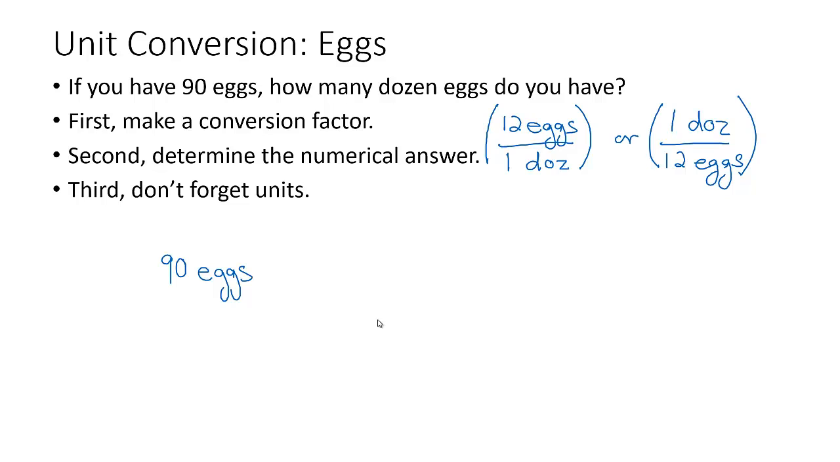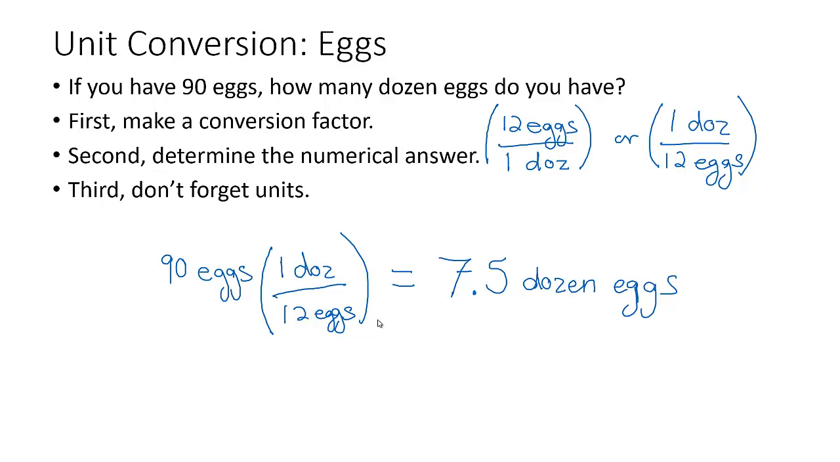So now which conversion factor do I use, the first or the second? I hope you said the second, and that's because the eggs are on bottom and we're left with dozen, which is what we're trying to attain. So in this problem, the eggs will cancel out. So then I solve it. I just simply typed in 90 times 1, enter, divided by 12, or you could have said 90 divided by 12 gives me 7.5 dozen eggs. And so this is the basis behind what is a conversion factor.